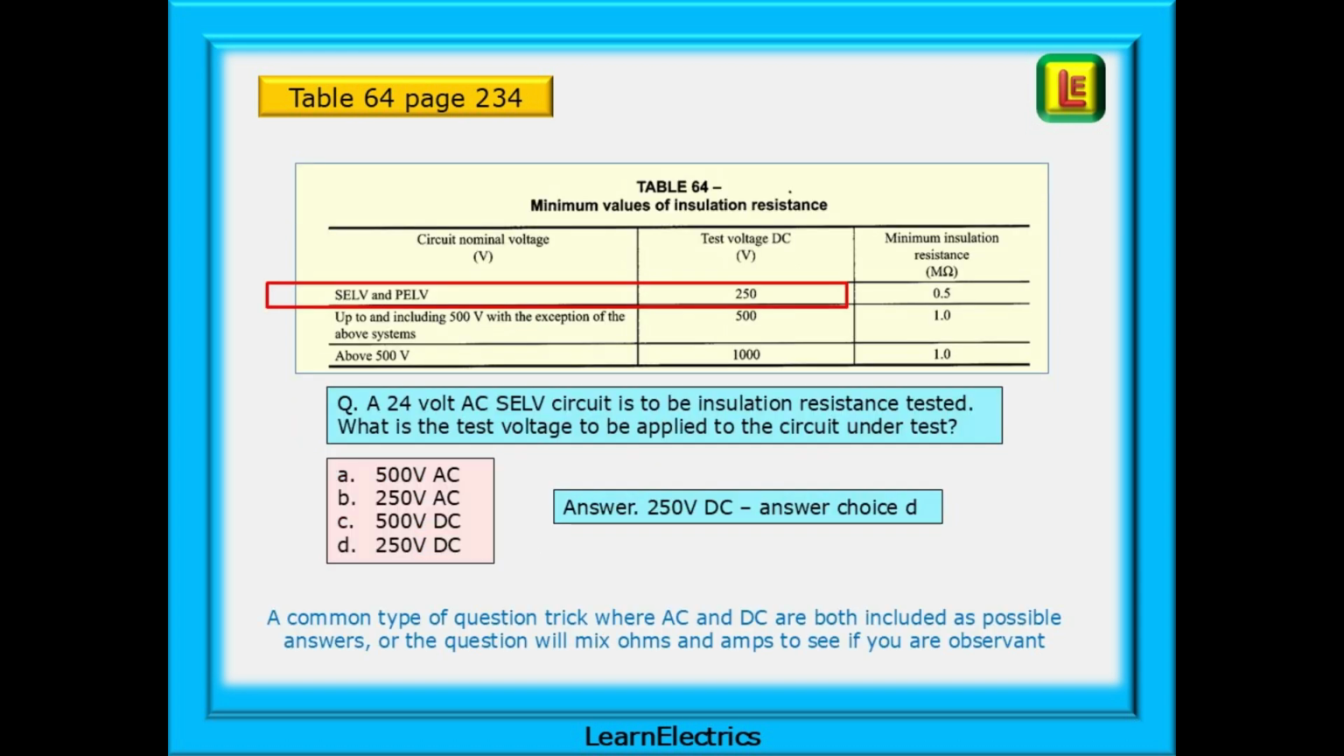Last question. A 24 volt AC SELV circuit is to be insulation resistance tested. What is the test voltage to be applied to the circuit under test? And 4 choices. The answer, as shown in the red box, is 250 volts DC. Answer choice D. A common type of question trick here, where AC and DC are both included as possible answers, or for some questions there will be a mix of ohms and amps to see if you are observant.